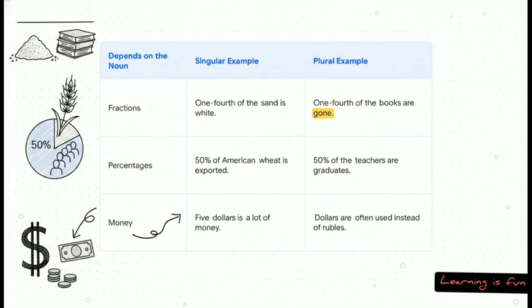The verb doesn't agree with the fraction or the number. It agrees with the thing being measured. If that thing is a singular whole, like sand or wheat, the verb is singular. If it's a bunch of countable items, like books or teachers, the verb is plural.